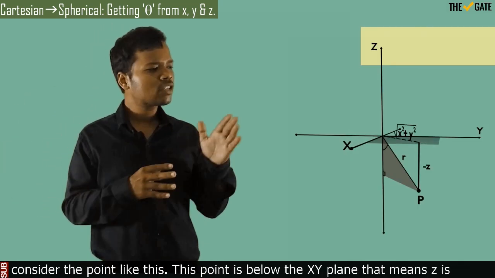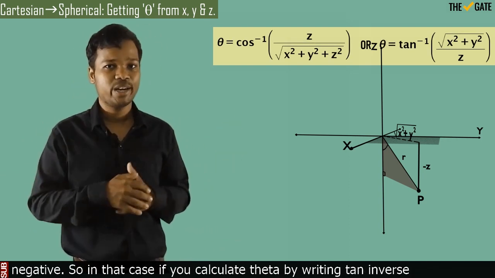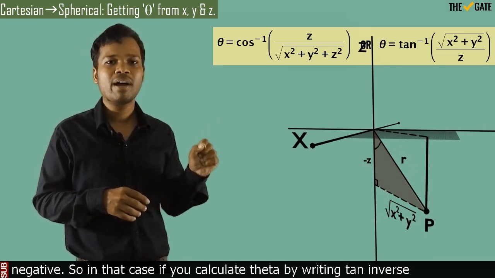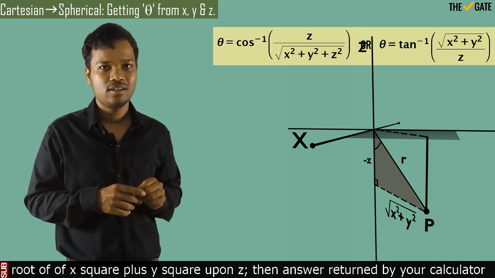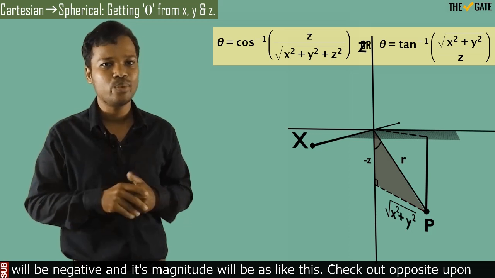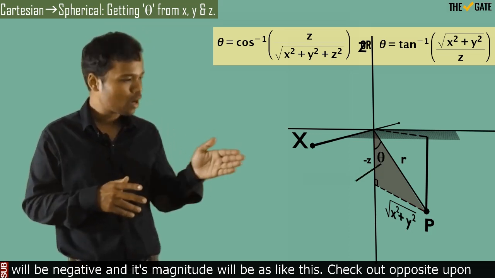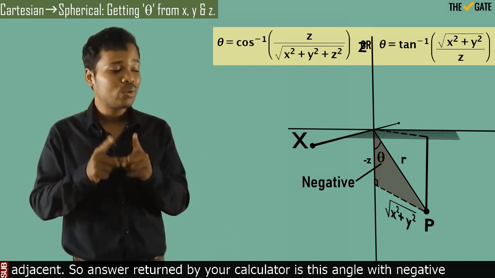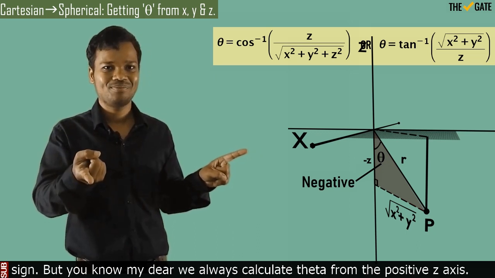For example, consider the point like this. This point is below the xy plane. That means z is negative. So in that case, if you calculate theta by writing tan inverse root of x square plus y square upon z, then the answer written by your calculator will be negative and its magnitude will be like this. Check out opposite upon adjacent. So the answer written by your calculator is this angle with negative sign.